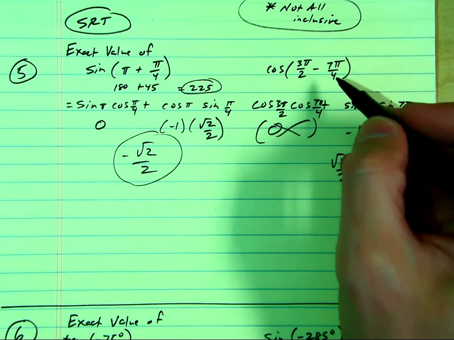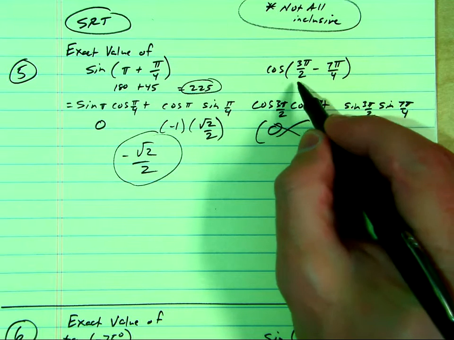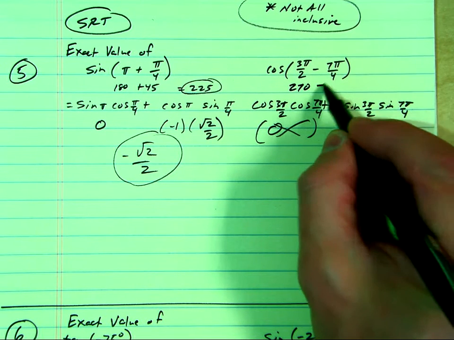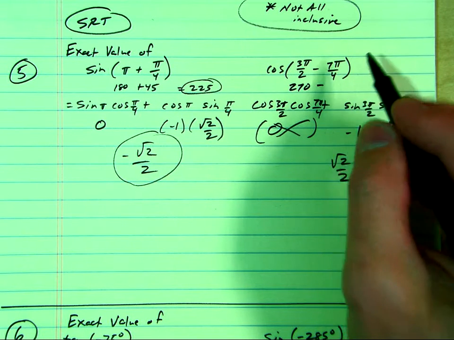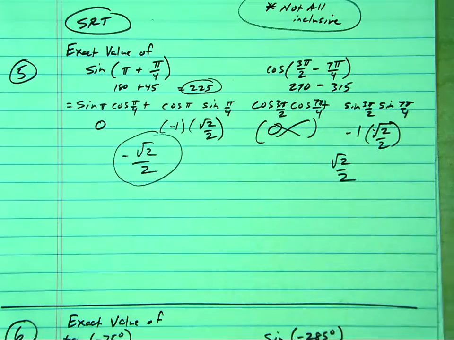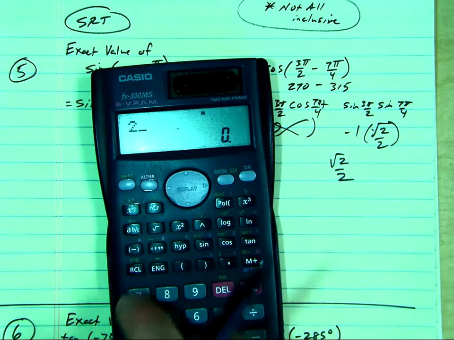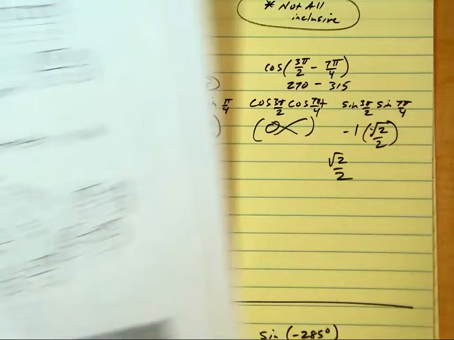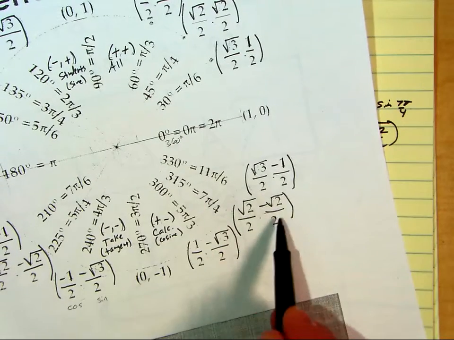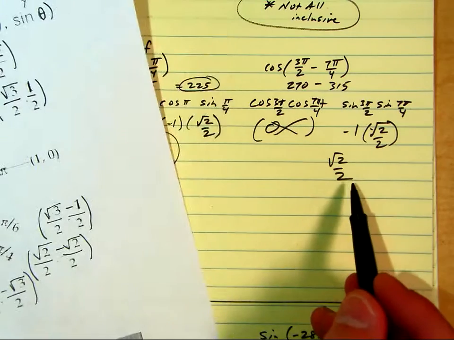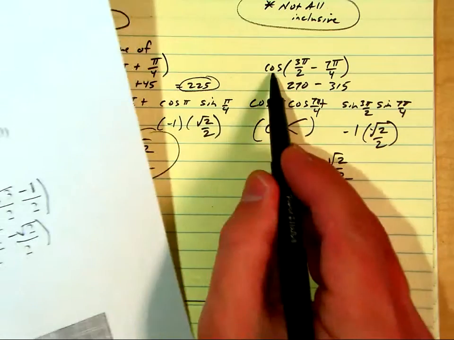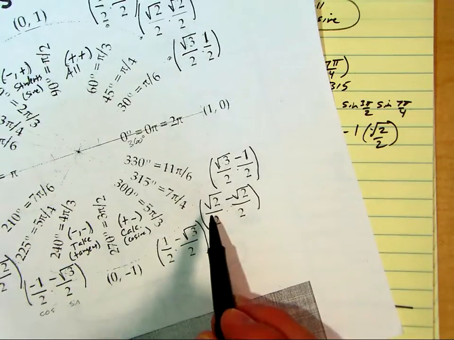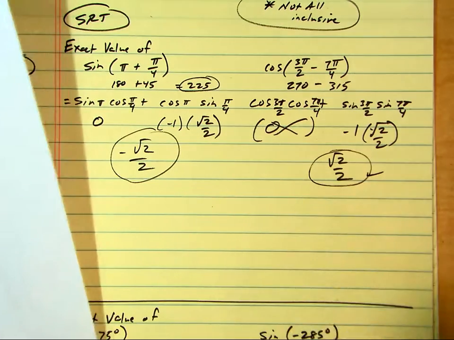Let's check that and make sure it makes sense. 3 pi over 2 is 270 minus, what's 7 pi over 4? 315 degrees. 270 minus 315 is negative 45 degrees, which would be right here. And look, the cosine of negative 45 degrees is right there. It works. That's it for that video.